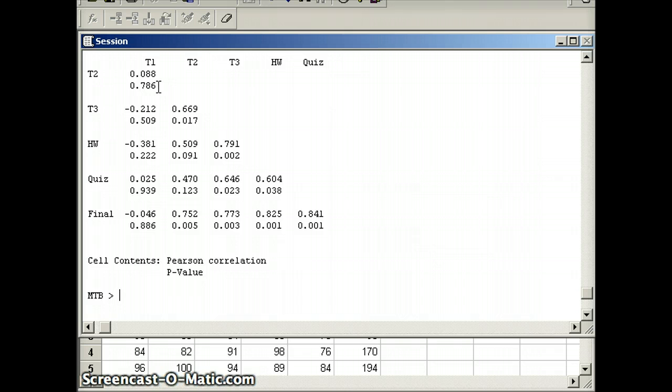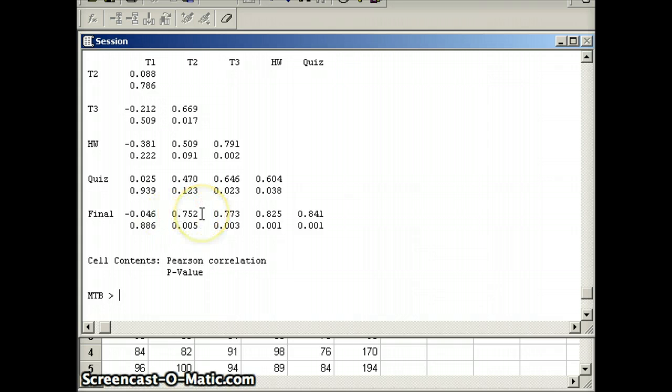So there is not much of a significant correlation between test 1 and test 2, which isn't surprising. Students are just getting started on the first test. By test 2, one would think that they would have improved dramatically and would have learned how to take exams. But we're concerned about the correlations with the final. So looking here, we see the correlation with the final exam in test 1 is actually negative 0.046, which is almost zero. And the p-value is 0.886, so certainly there is no significant correlation between test 1 and the final exam. So I'm going to throw test 1 out as an explanatory variable.